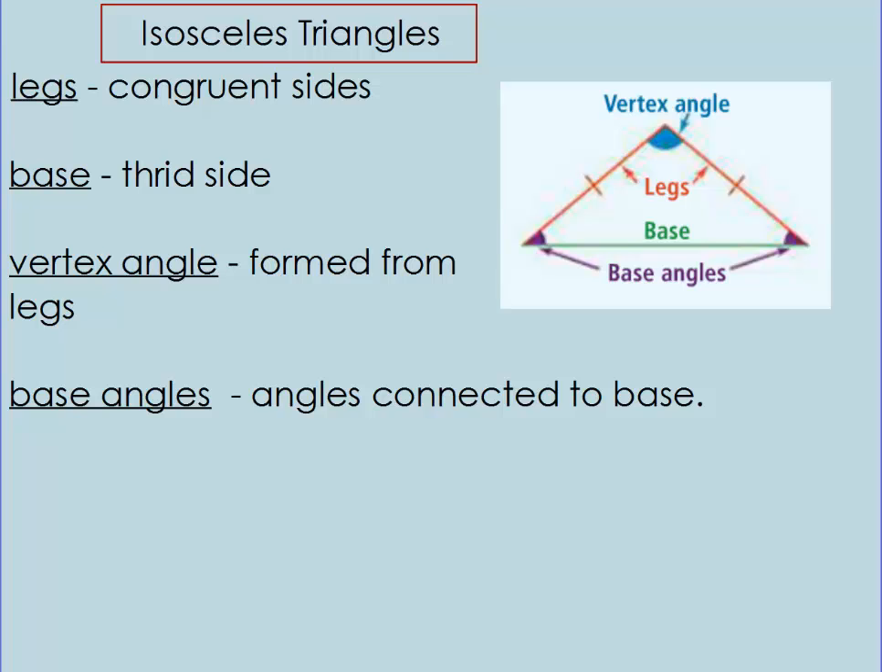Well, what are some of the key parts of an isosceles triangle? We have our legs, which are the two congruent sides. So in this case, the left and right legs. The base is the third side, a side that's not necessarily equal to the other two. The vertex angle is the angle formed by the legs right up here at the top. And the base angles are the two angles that are connected to the base, so down here and down here.